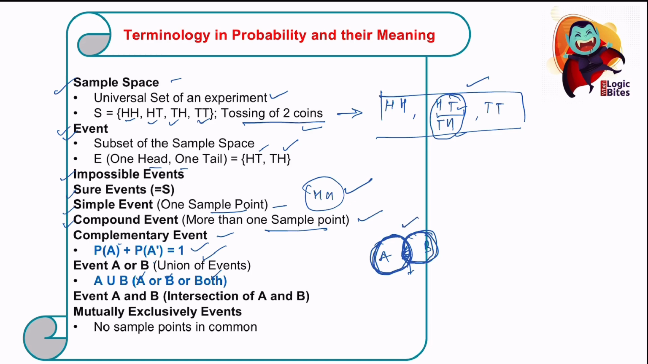We have already done this in the previous video. Then event A and B is the intersection part, which is denoted like this. Then mutually exclusive events: nothing is common between them. So when we have to find the probability, we can simply take them as two separate events.